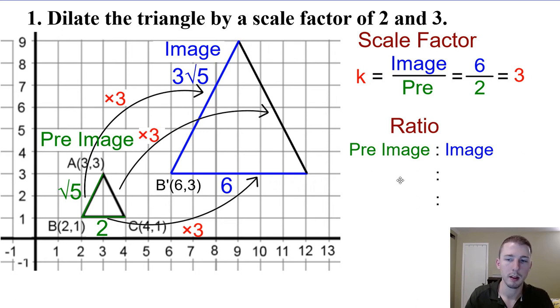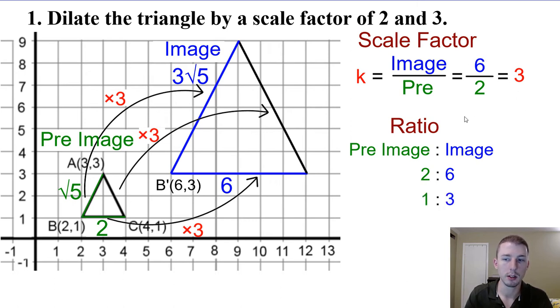which is not too bad. The next thing that we're going to talk about is ratio. So ratio is going to go from the pre-image to the image, pretty much. So in this case, basically just take 2 going to 6, or you can do radical 5 going to 3 rad 5, but I'll do 2 and 6. So 2 goes to 6, then we can reduce the ratio just like we reduced the fraction, and that's going to be a reduced ratio of 1 to 3.